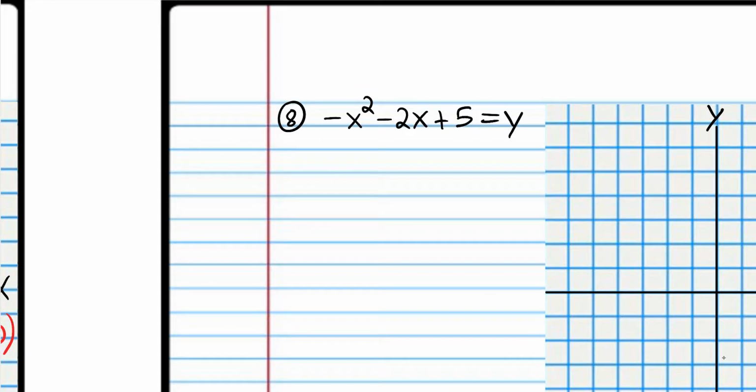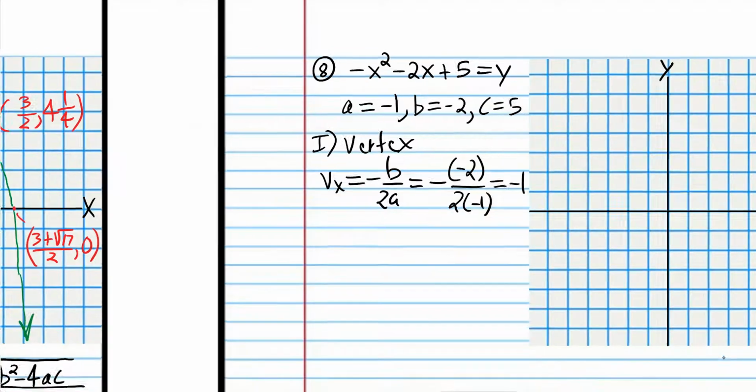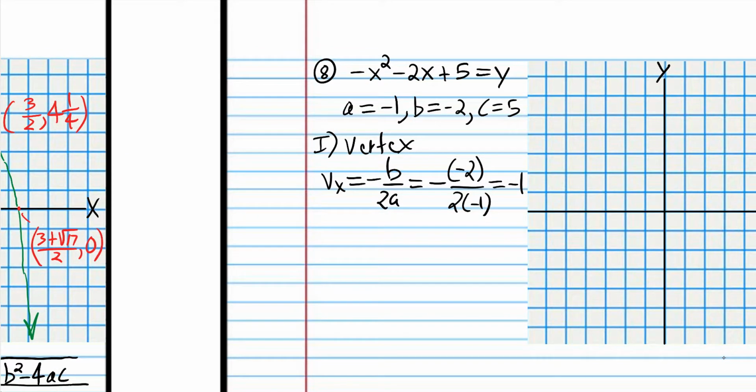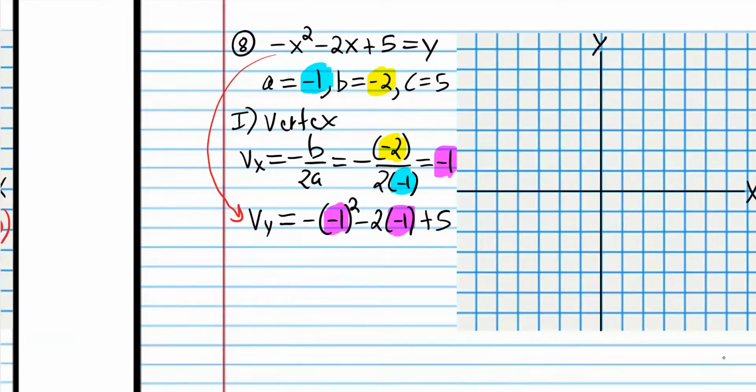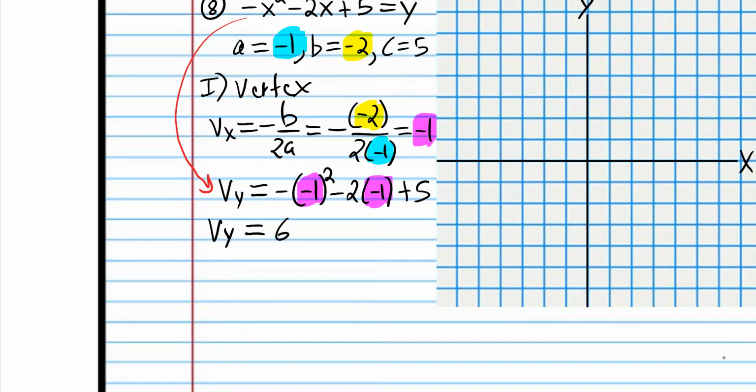So let's label constants. And it looks like we're going to get negative 1 for the vertex. And of course, to find the y value of the vertex, we just plug in the x value of the vertex to the original equation. Okay, now let's simplify. Looks like we're going to get 6. So the vertex is negative 1, 6.